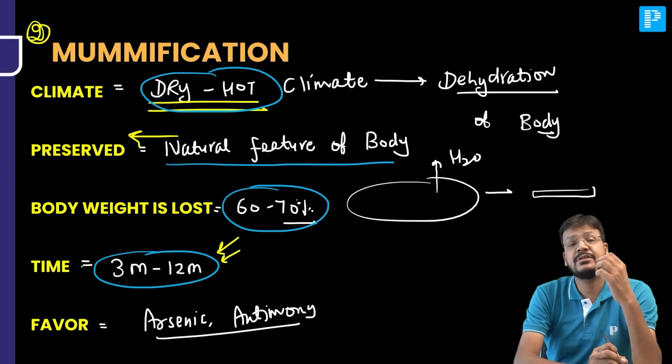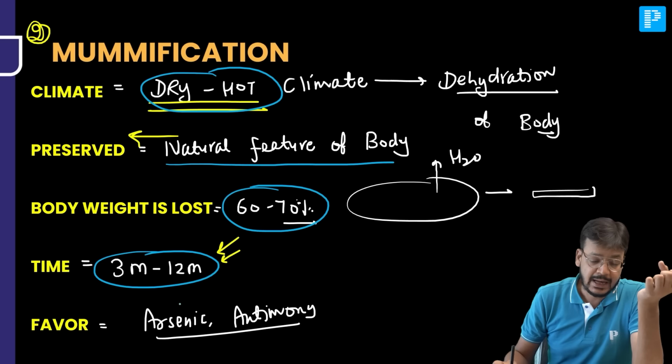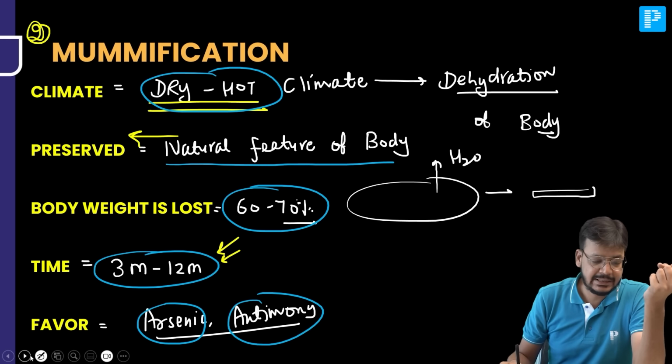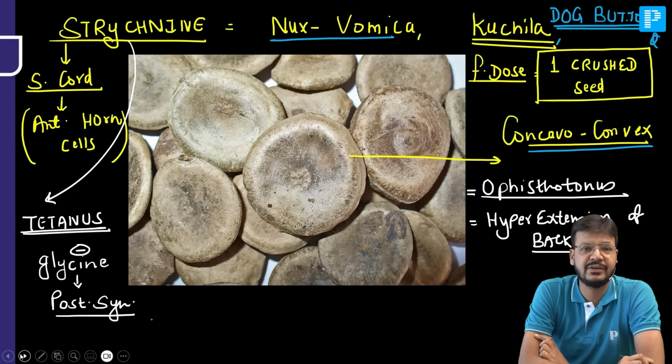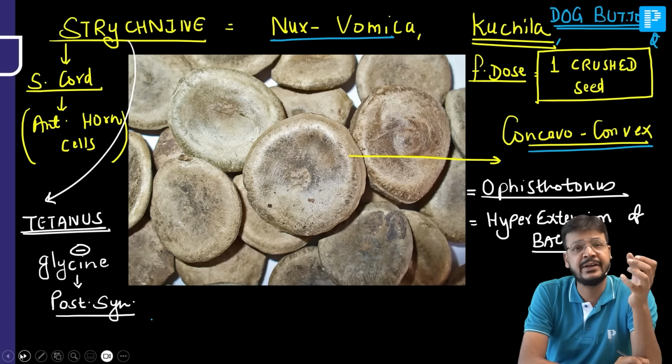The time is 3 months to 12 months for mummification to develop. And arsenic and antimony favor mummification. Arsenic and antimony favor mummification. Now, sir, I am coming to this very important toxicological image, that is strychnine.